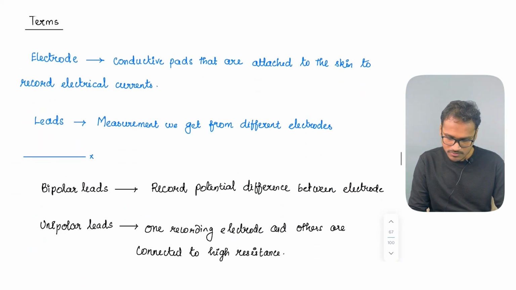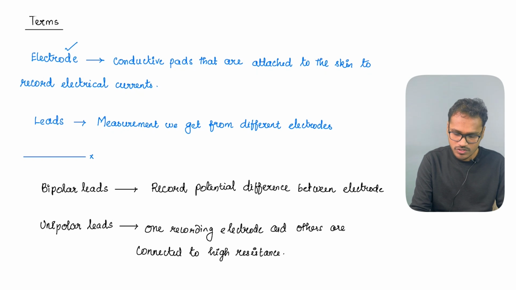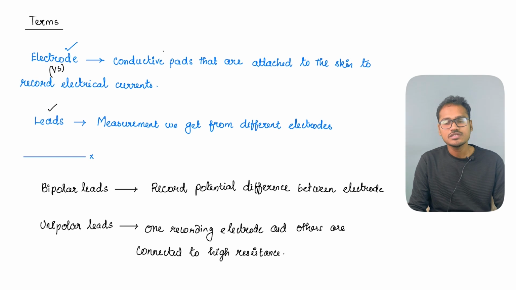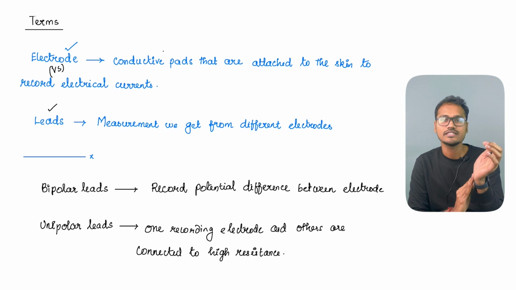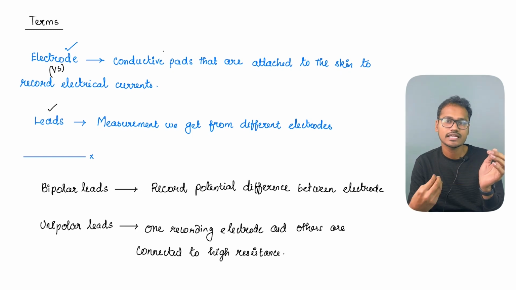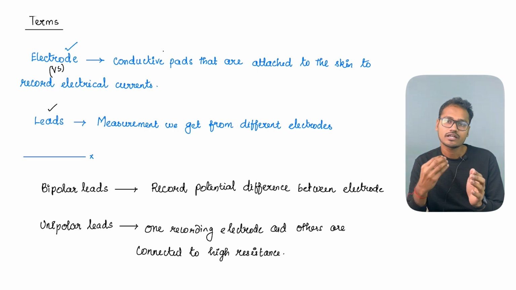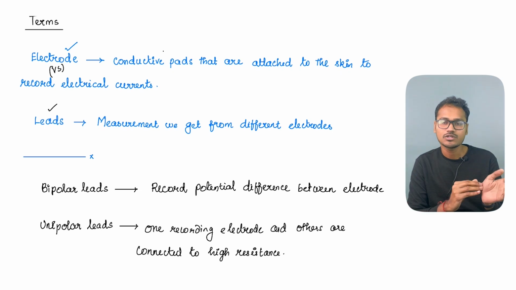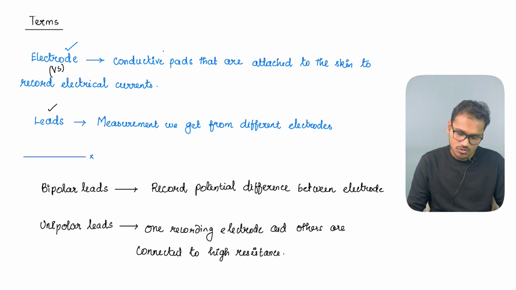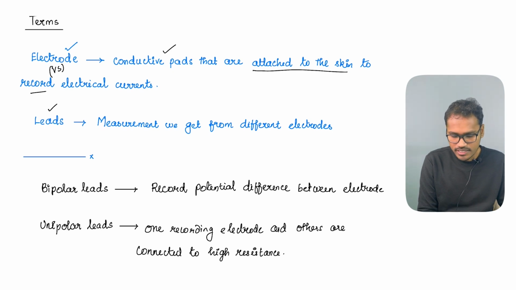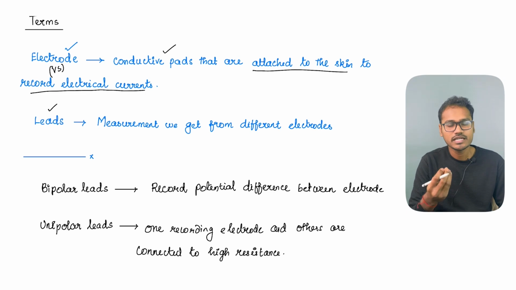So coming to the terms. What is an electrode? First, we should understand the difference between an electrode and a lead. Electrodes are conductive pads. Whichever element you place on the surface of the person to record the electrical activity of the heart is called an electrode. And if you are measuring the potential difference, or recording the voltage from those electrodes, then they will form the lead. By definition, electrodes are conductive pads attached to the skin to pick up the electrical currents and record them.